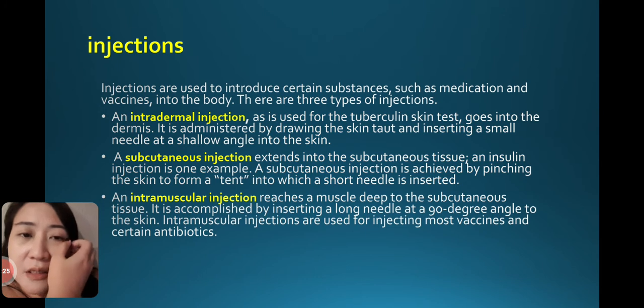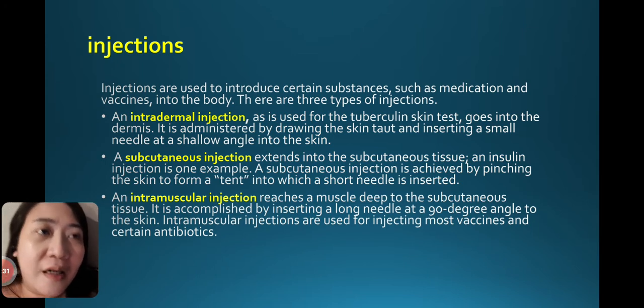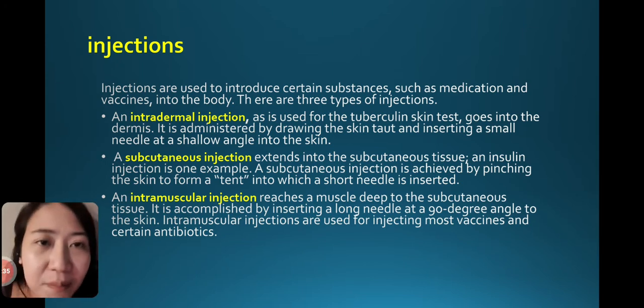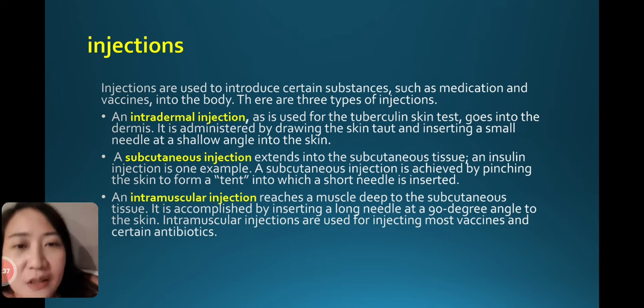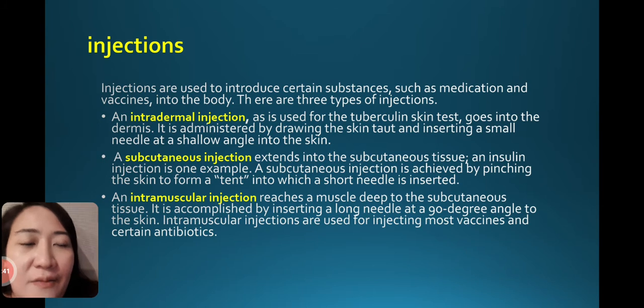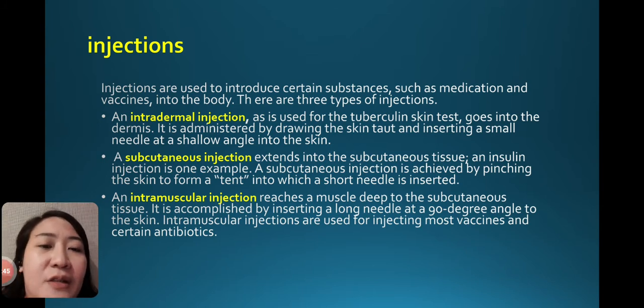Marami tayong intramuscular na vaccine, maliban sa Hepa-B. DPT dati yan. DPT, diphtheria, pertussis, tetanus. Ngayon, magkakasama na kasi sila sa isang vaccine. Penta, lima. Mapag-aaralan natin yan sa iba.